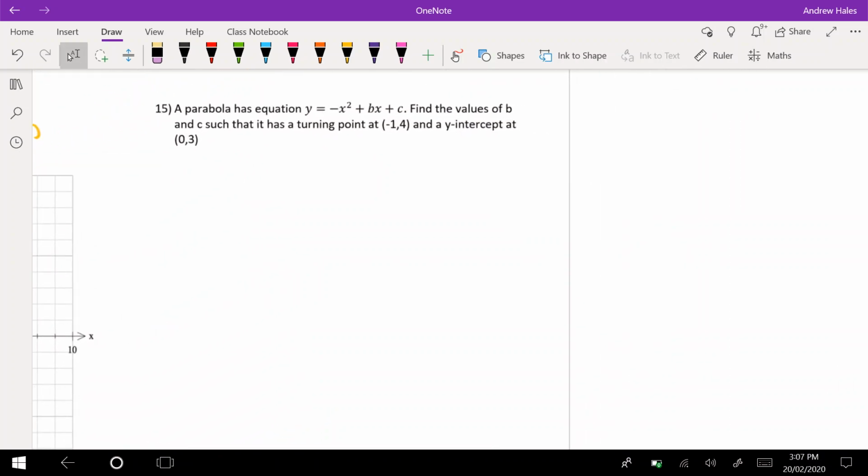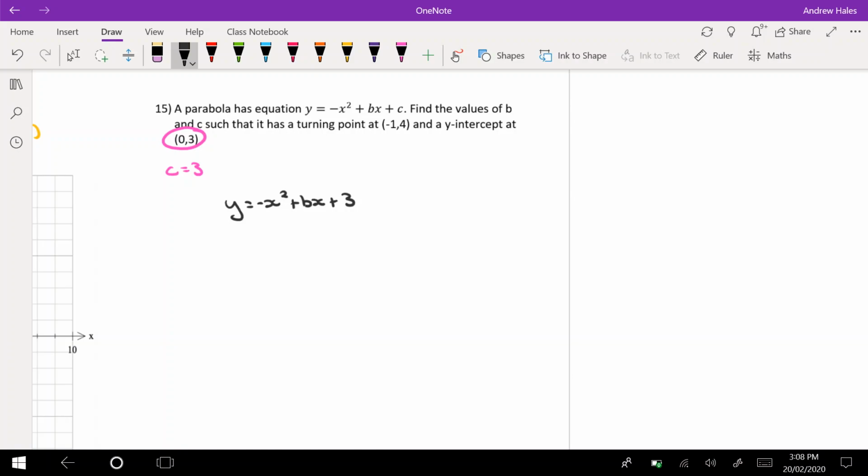Lucky last, final question. A parabola has the equation y equals negative x squared plus bx plus c. Find the values of b and c such that it has a turning point at negative 1, 4 and a y-intercept at 0, 3. It's told us that the y-intercept is at 0, 3. So straight away, I can tell you that c is equal to 3 because of the y-intercept. So that means that I can write my equation as negative x squared plus bx plus 3.